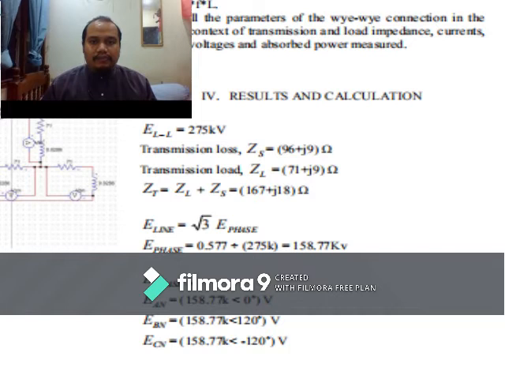EAN from point A equals 158.77 kilovolt at an angle of 0 degrees. EBN equals 158.77 kilovolt, angle 120. ECN equals 158.77 kilovolt, angle negative 120 volt.